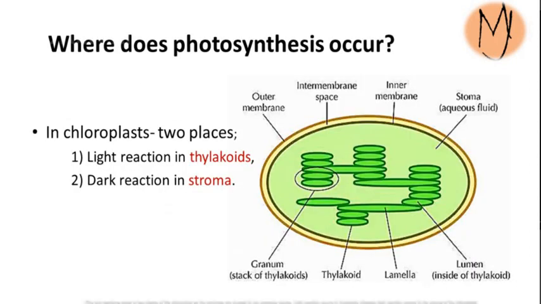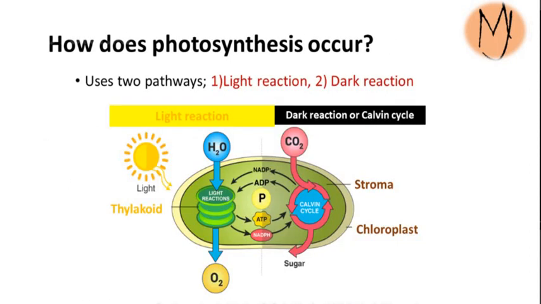The two reactions occur in two places of the chloroplast as the enzymes are located in two separate places. Light reaction occurs in thylakoids whereas dark reaction occurs in the stroma of the chloroplast. Photosynthesis occurs in two steps, light reaction and dark reaction. Light reaction needs light but for dark reaction light is not needed.